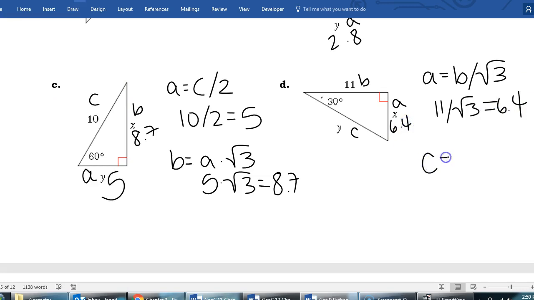Now to get our C side, given our A side, all we have to do is double it. So that'll be 6.4 times 2, which should be 12.8. So, lots of formulas, but label your sides, pick the right formula, and it really is just plugging in the right numbers to the right formulas.